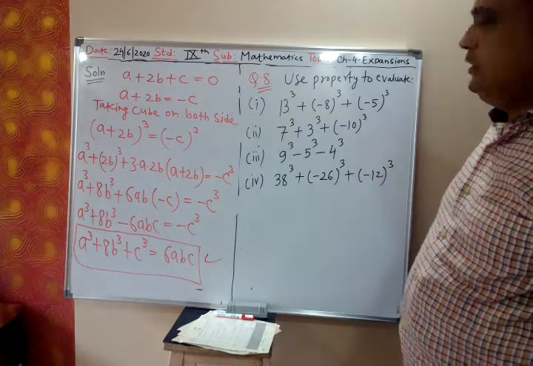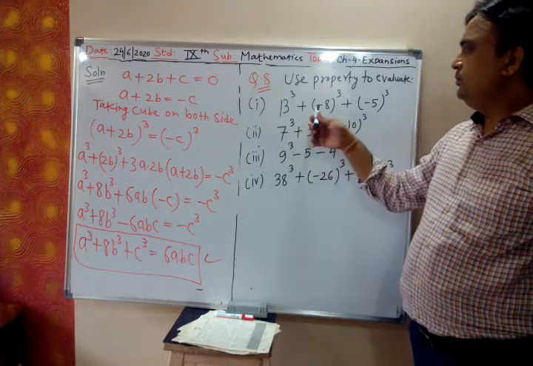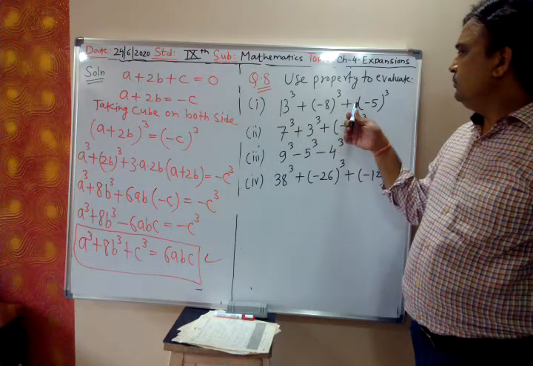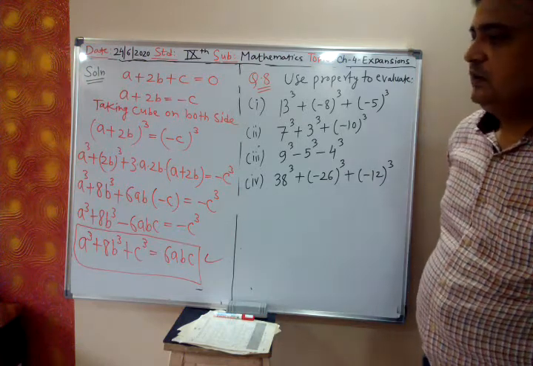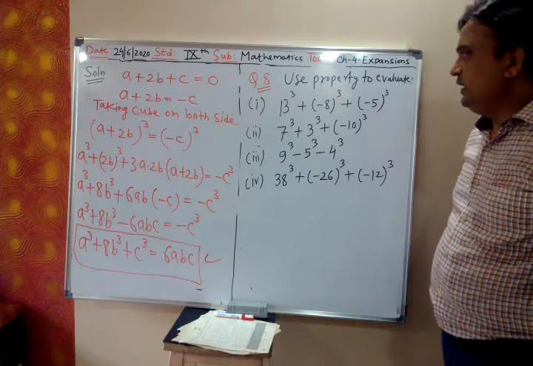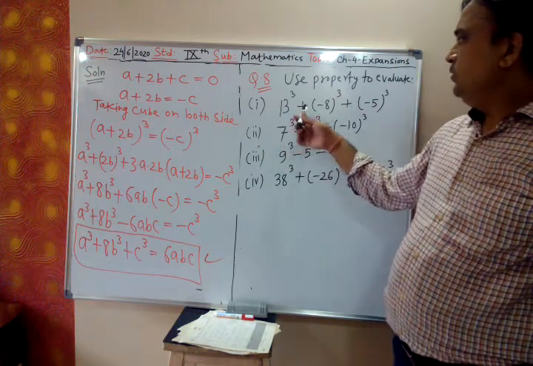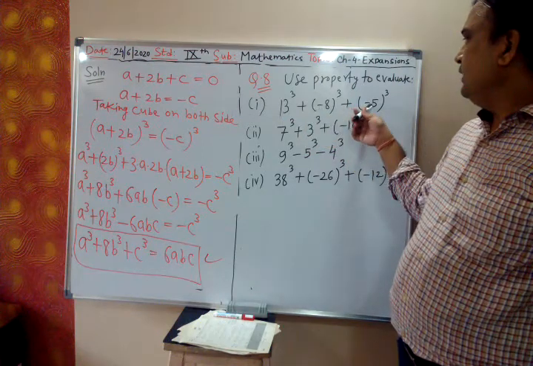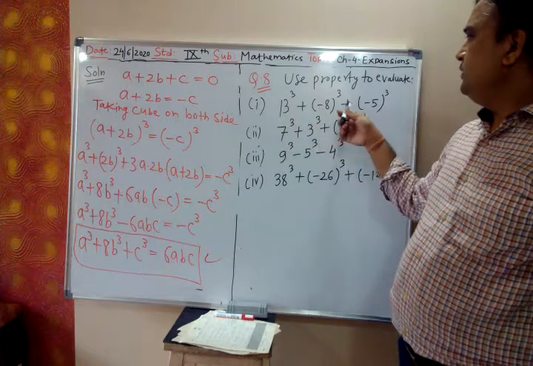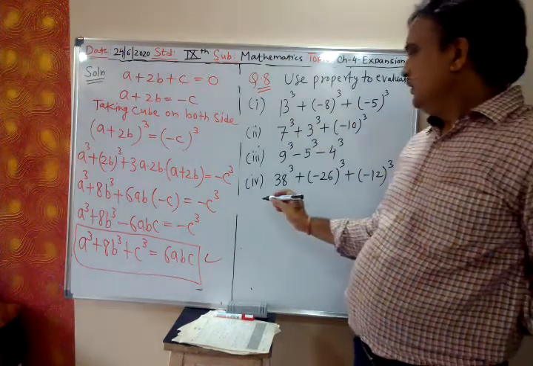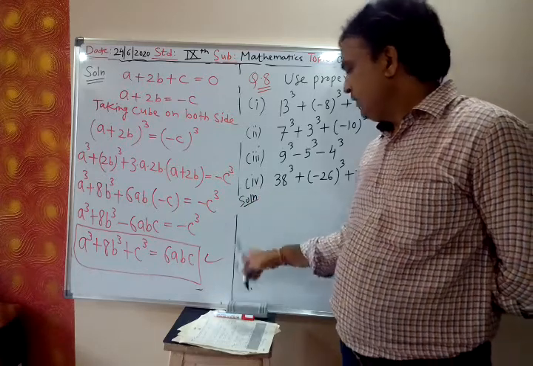So use property to evaluate 13 cube plus minus 8 cube plus minus 5 cube. That is same as a cube plus b cube plus c cube. So let us write first that property.